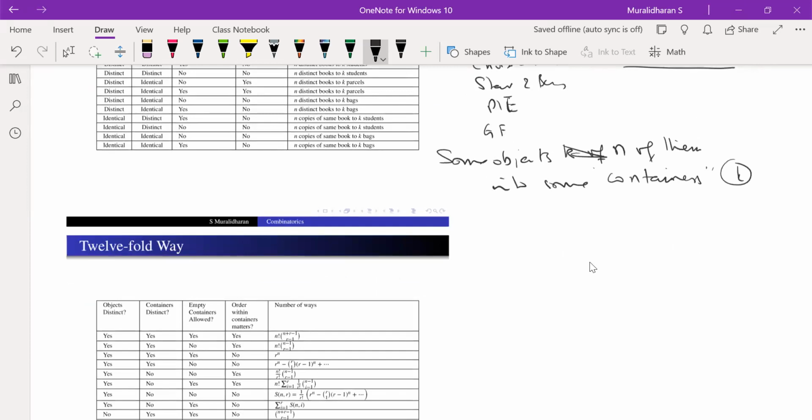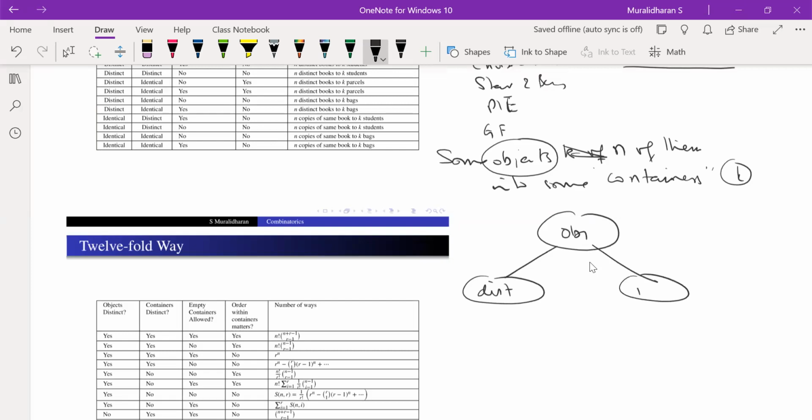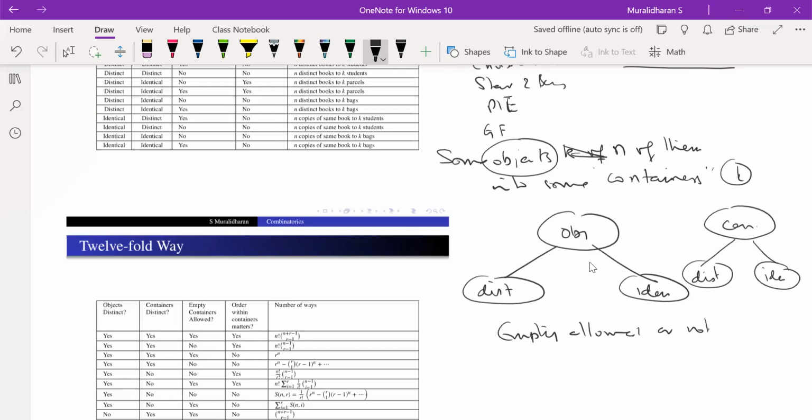So for these objects, there are 2 possibilities: either they could be distinct or they could be identical. The containers also have 2 possibilities: either they could be distinct or identical. When I place the objects into containers, 2 more possibilities can happen: whether empty containers are allowed or not allowed.